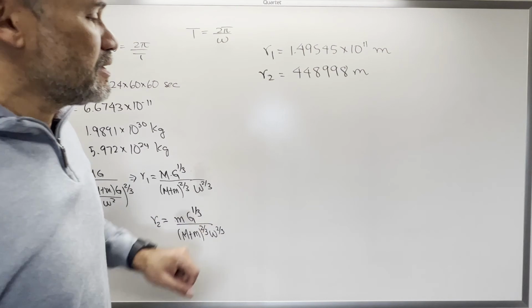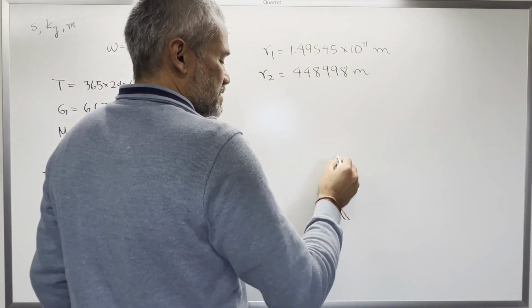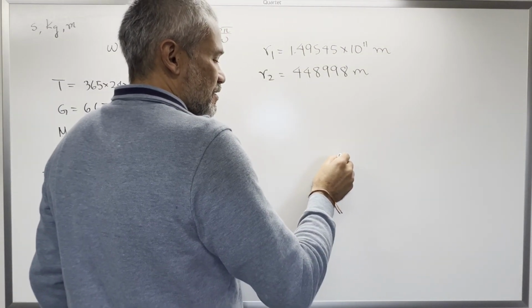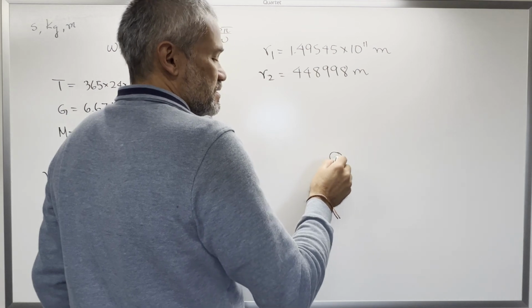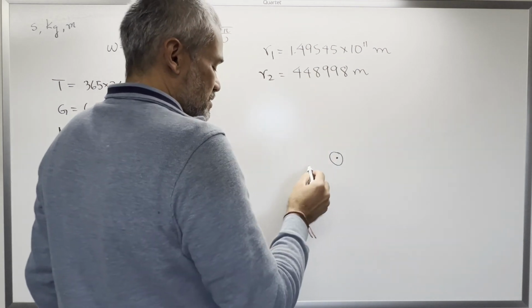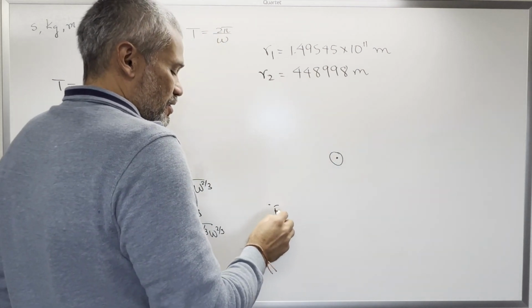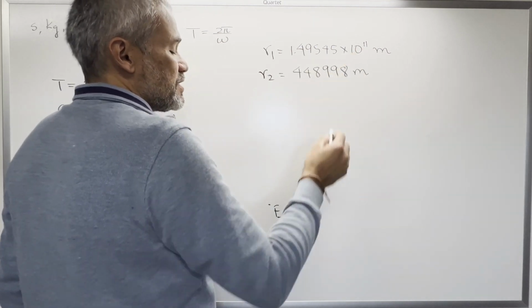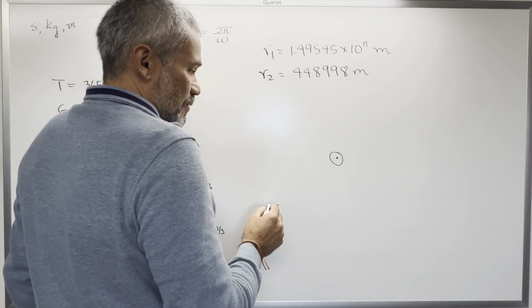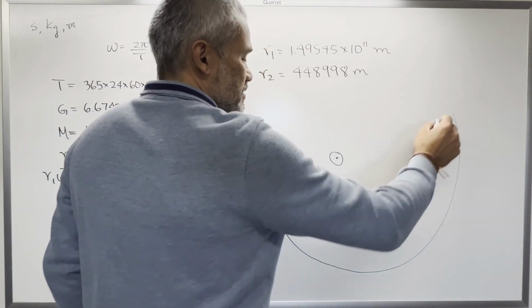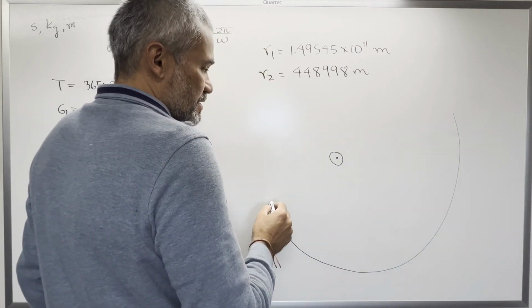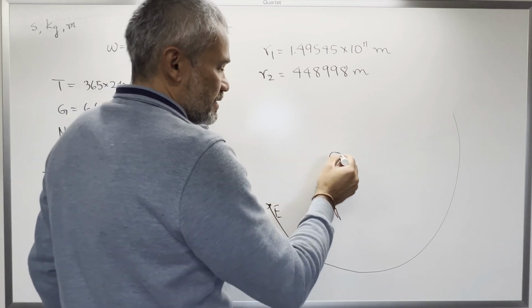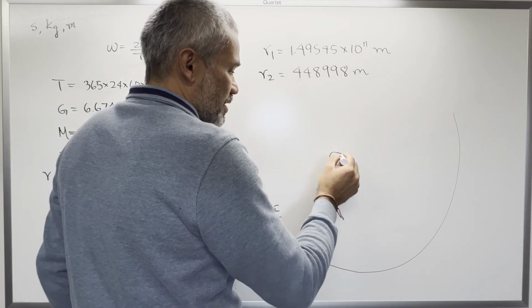That means that we have here a center. The center of the sun will move in a circle of this radius, and the earth will move in a circle of this radius. Notice that this is the circle. When the earth is here, the center of the sun will be here.